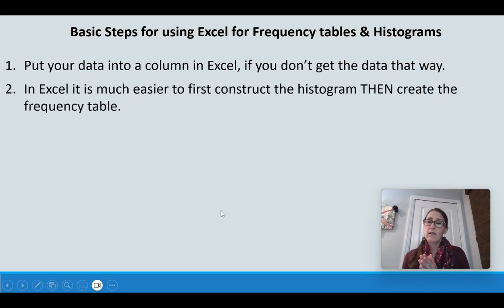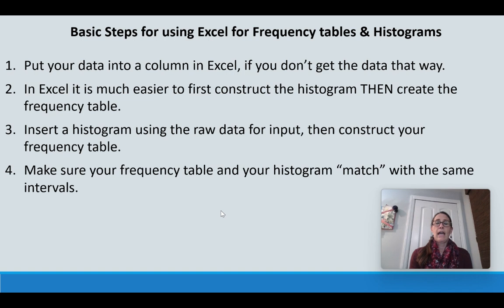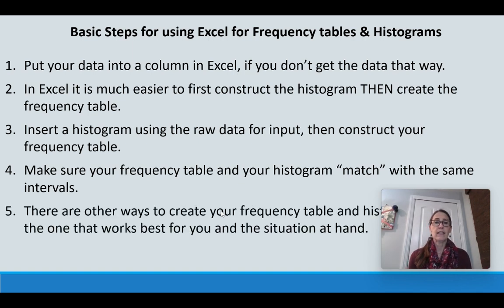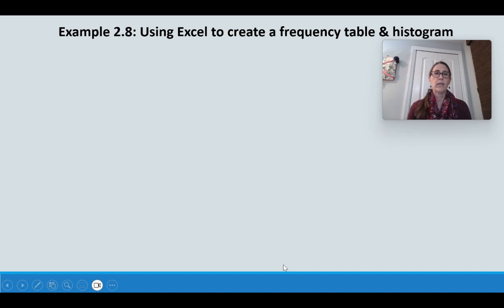It's easier in Excel to have Excel make our histogram first, and then we're going to make the frequency table so that it matches. Otherwise, if we do it the other way around, we have to make the histogram with those intervals and have Excel think of it as categorical data. Otherwise, it doesn't understand what we're doing. And at the end, you want to make sure that the frequency table and histogram match. That's why we let Excel do the hard work for the histogram, and then we just copy over the intervals for our frequency table. But if you don't like that method, there's other ways to do it. You have to just figure out what works best for you and the situation that you're working with.